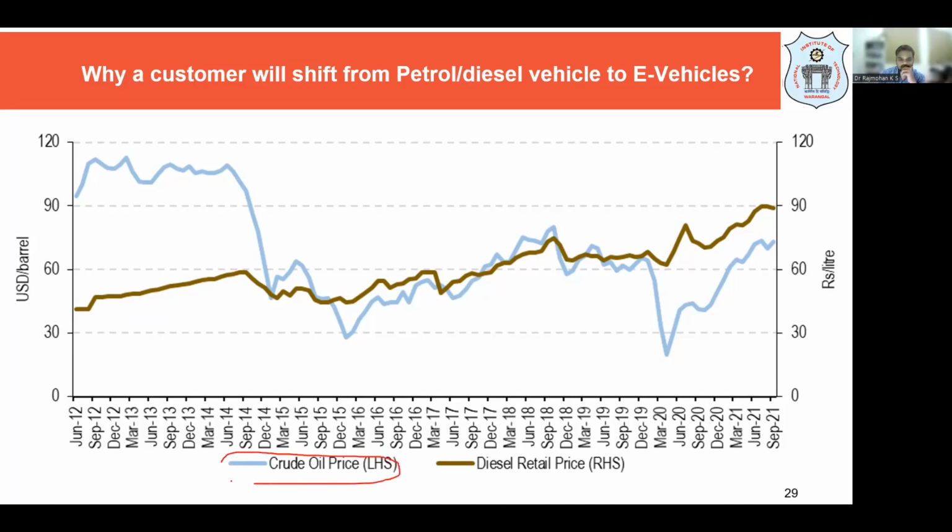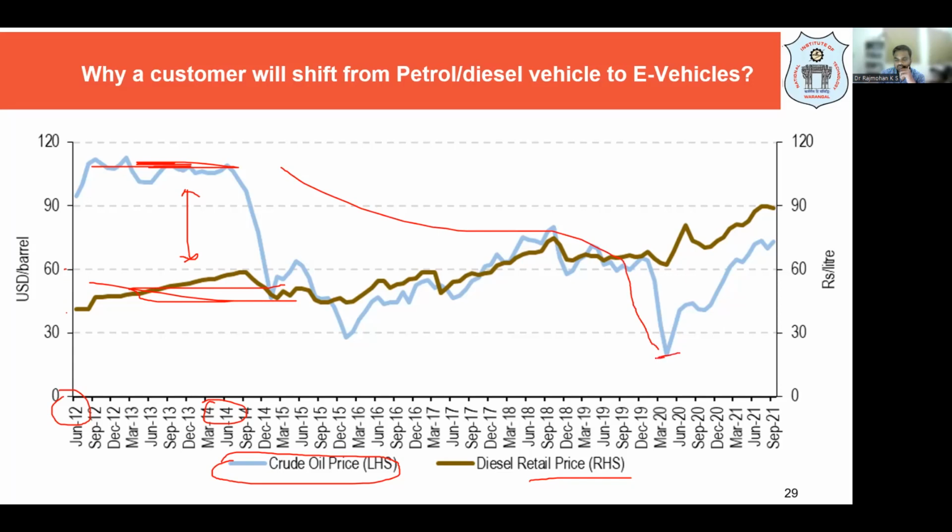There is another factor also, which is based on the crude oil price. What is the price of crude oil, and what is the diesel retail price? You can compare. From 2012 to 2014, the crude oil price was very high, 90 to 120. But the government gave subsidies and kept the diesel price in the range of 50 to 60. Now the crude oil price has fallen down, but we did not reduce the price of diesel.